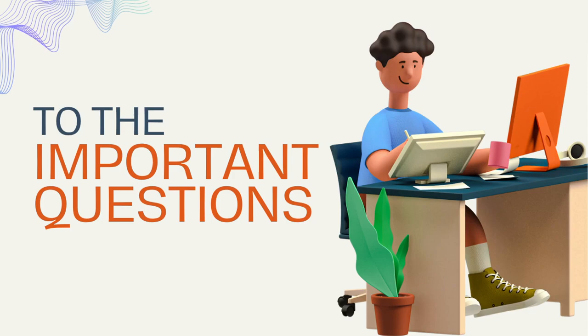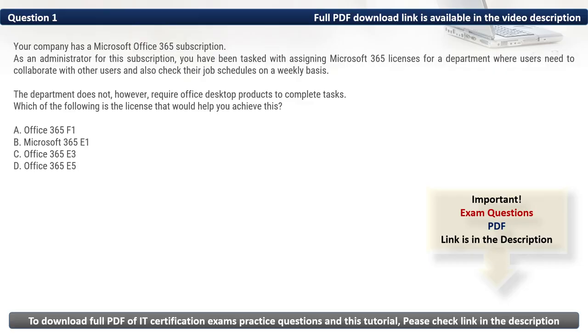On to the important questions. Question 1. Your company has a Microsoft Office 365 subscription. As an administrator for this subscription, you have been tasked with assigning Microsoft 365 licenses for a department where users need to collaborate with other users and also check their job schedules on a weekly basis. The department does not, however, require Office desktop products to complete tasks. Which of the following is the license that would help you achieve this?